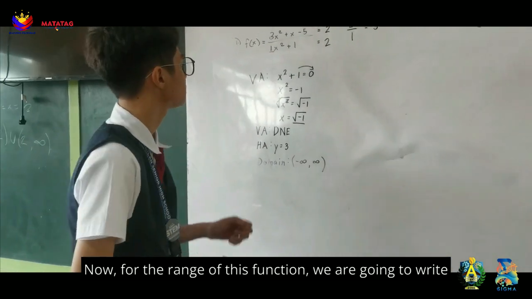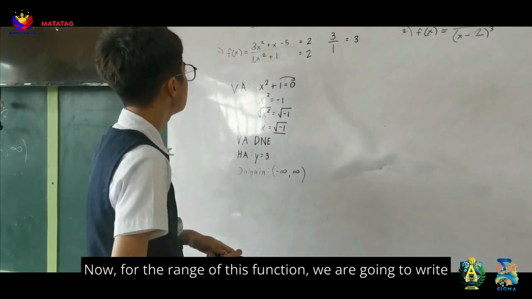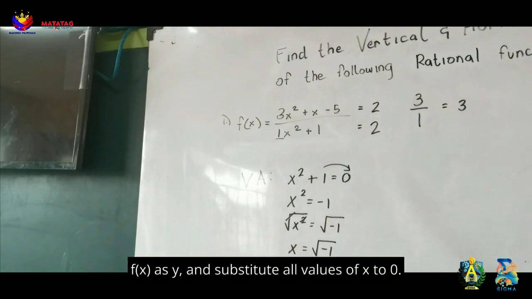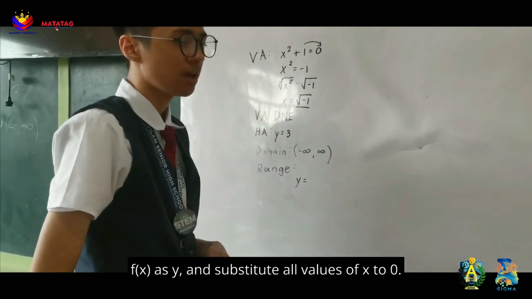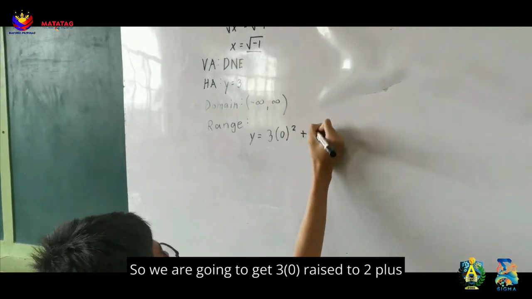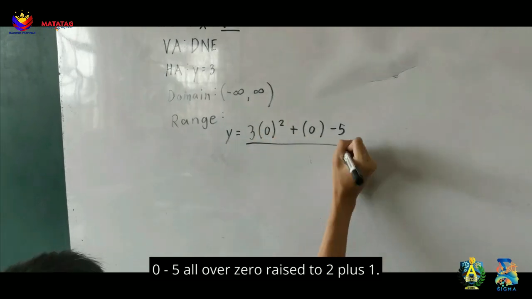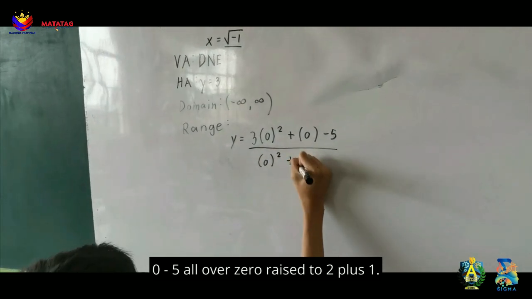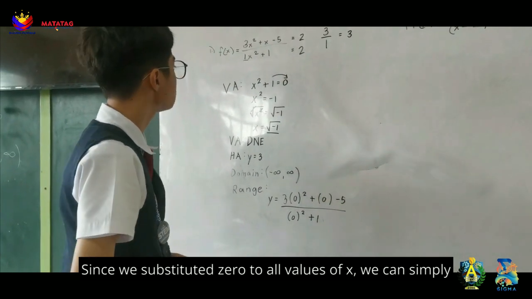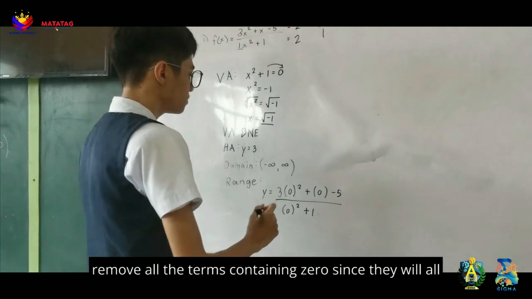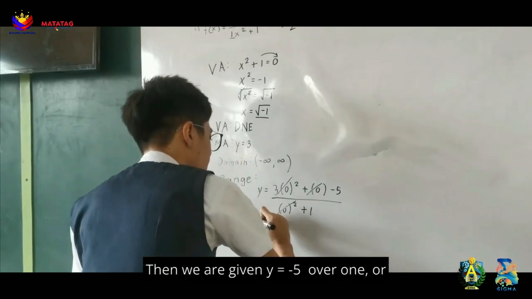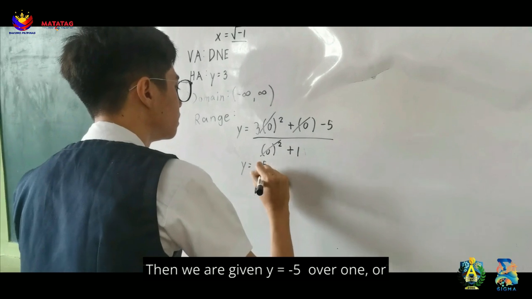Now for the range of this function, we are going to write f of x as y and substitute 0 for all values of x. So we are going to get 3 times 0 raised to 2 plus 0 minus 5 all over 0 raised to 2 plus 1. Since we substituted 0 for all values of x, we can simply remove all the terms containing 0 since they will all end up as 0. Then we get y equals -5 over 1 or simply -5.